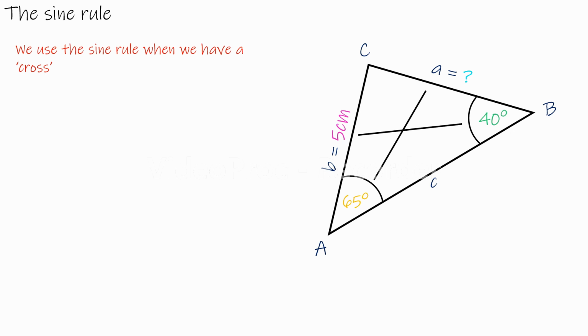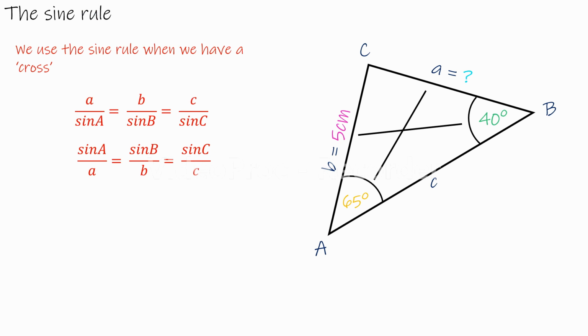Similarly, angle B, or 40 degrees, crosses over to AC, or b, which is 5 centimeters, and then we get this cross shape from those two lines. When we have this cross shape, we're definitely using the sine rule. So, what is our sine rule?